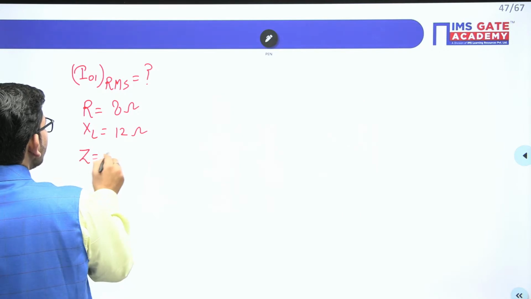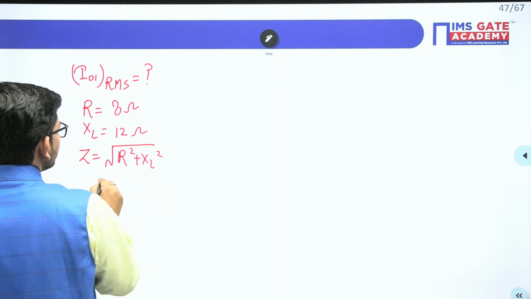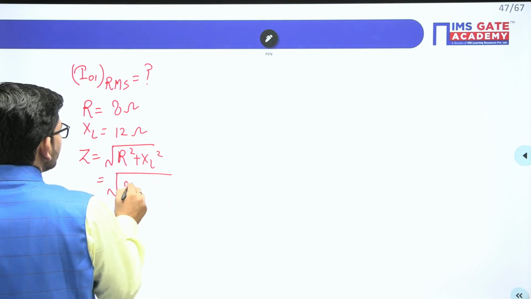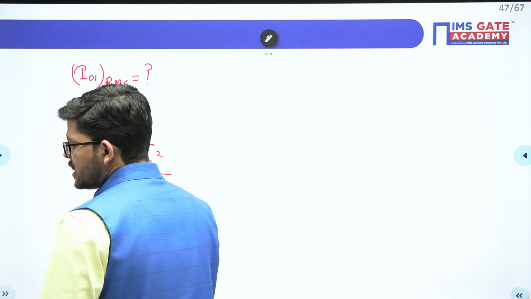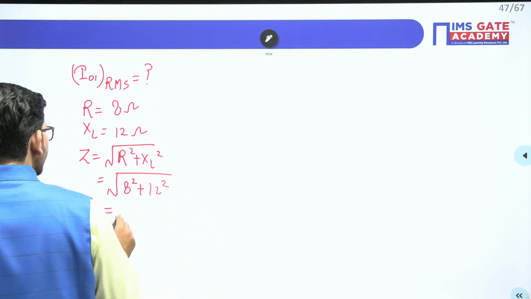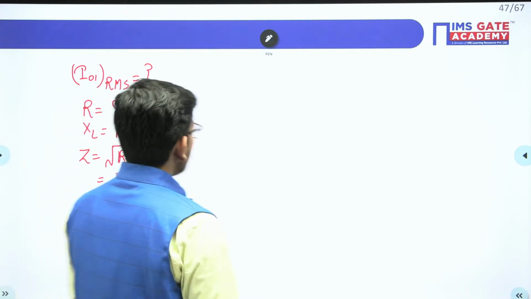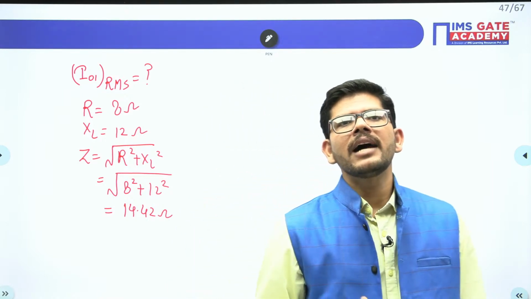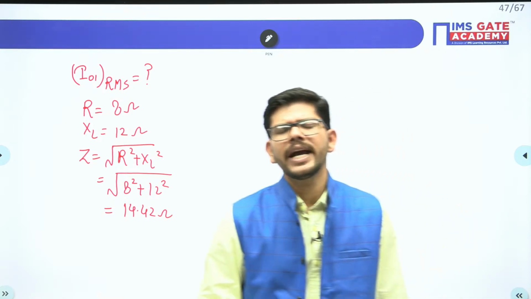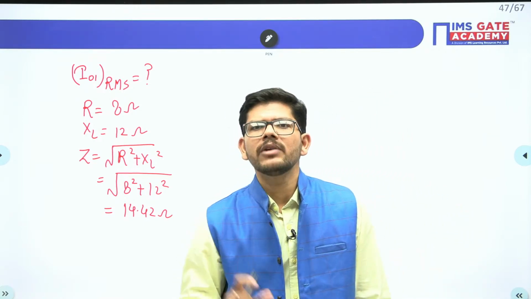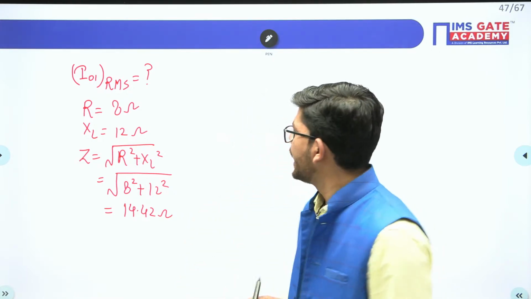So guys, to calculate the impedance immediately, which will be root of R square plus XL square, or root of 8 square plus 12 square. So what is going to be the Z here? The Z value will be 14.42 ohm. Okay, now we have to calculate the fundamental RMS current. For that, impedance is also given. So if we are able to calculate the voltage, we can calculate the current by dividing it by impedance, isn't it?